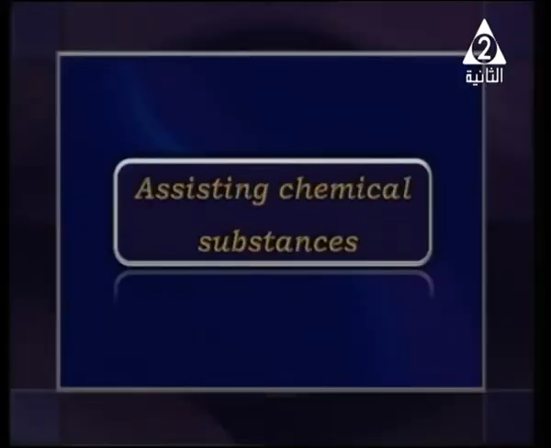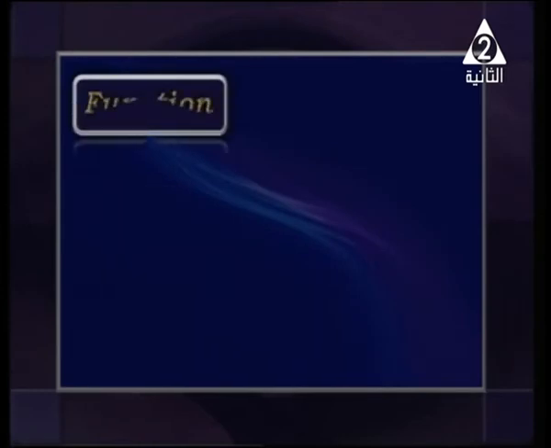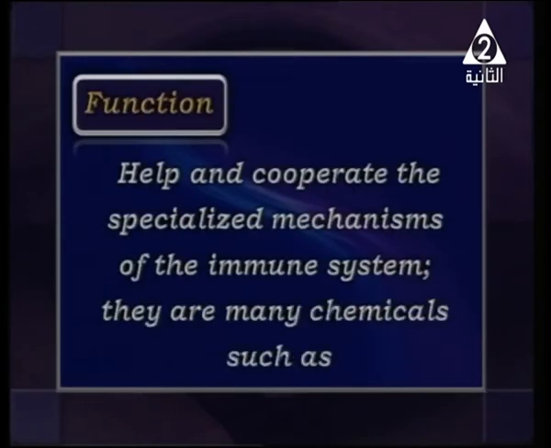Assisting chemical substances. After that, fifthly, we're going to talk about some chemical substances inside our body. They have an important role, activating or working parallel to the immune system. They are chemical substances secreted inside our body. Their function is to help and cooperate with the specialized mechanism of the immune system.